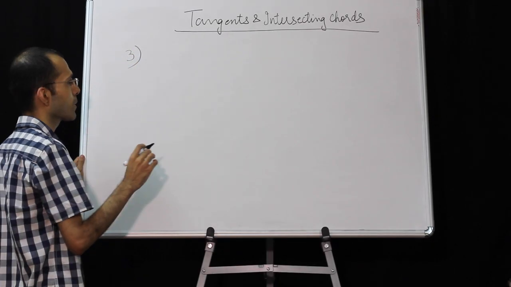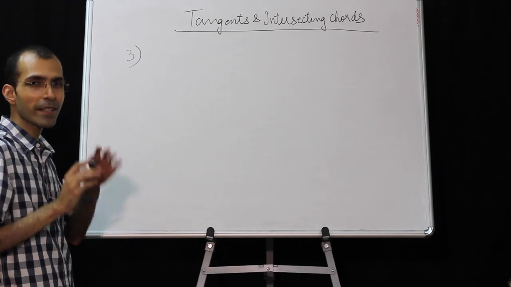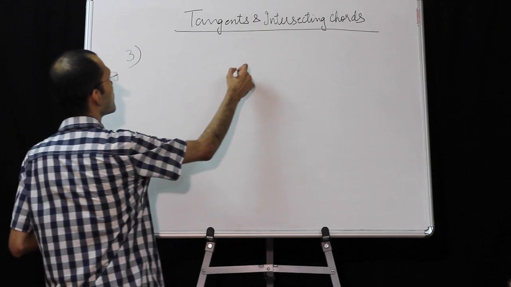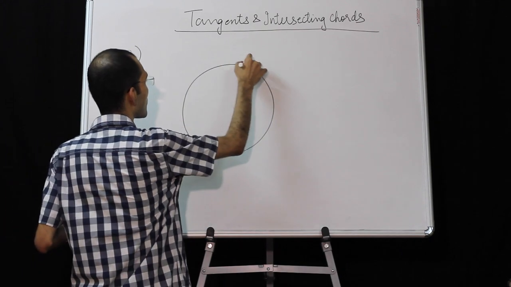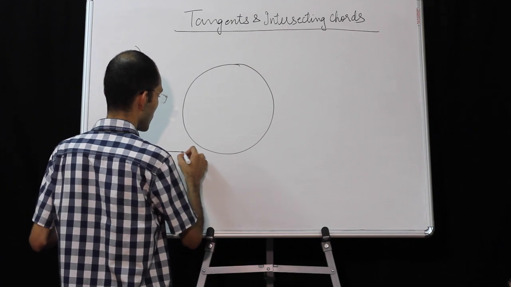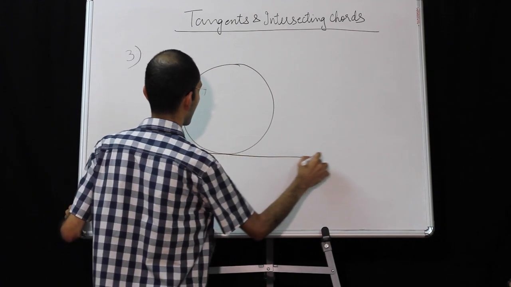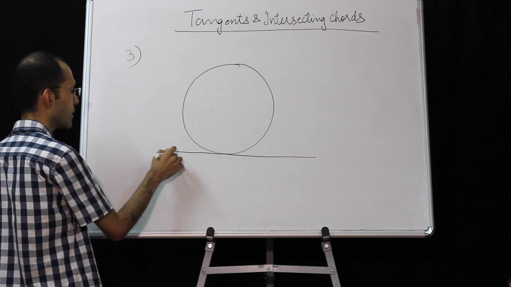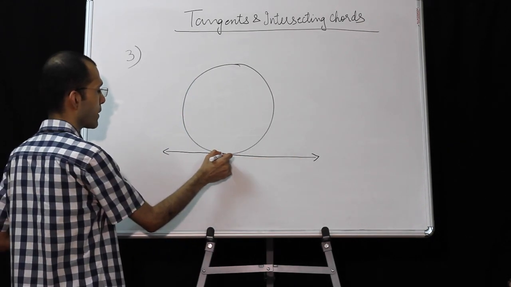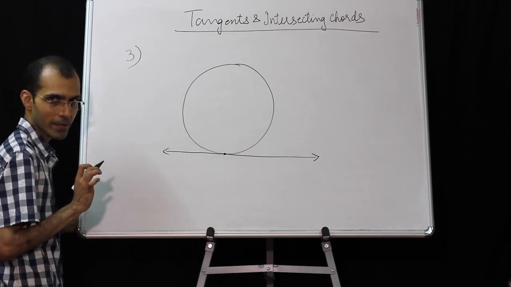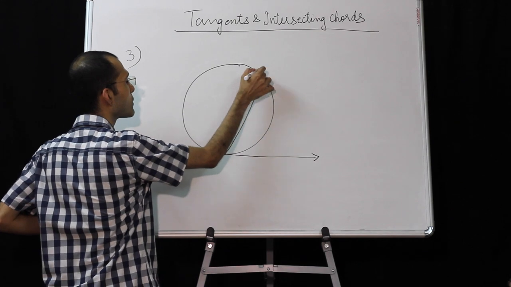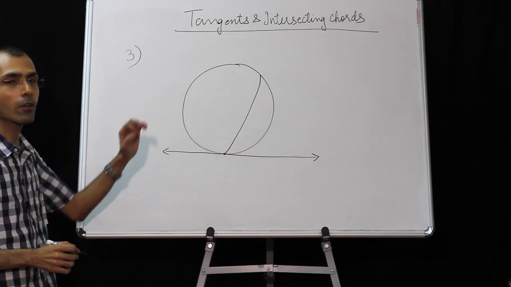Concept 3. Now observe this very carefully. It is easy, but not as easy as concepts 1 and 2. Consider a circle. This is the tangent. This is the point of contact. From here I draw any chord.